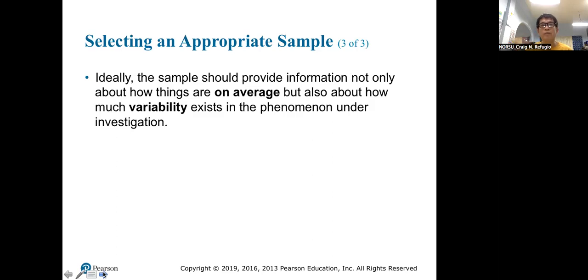Ideally, the sample should provide information not only about how things are on average, but also about how much variability exists in the phenomenon under investigation. Remember when I talked about measures of central tendency and skew distributions, I presented two videos in there: measures of central tendency video number 1, and video number 2.